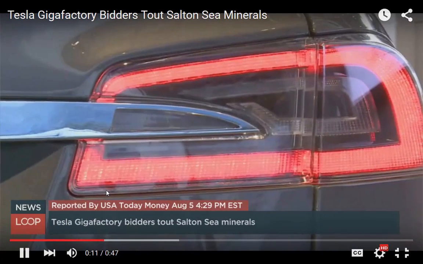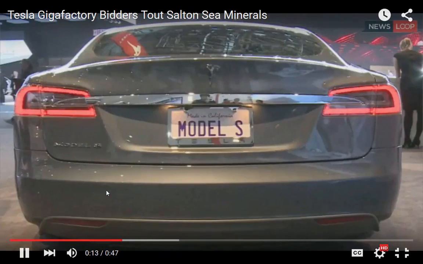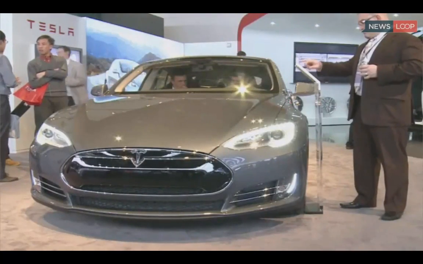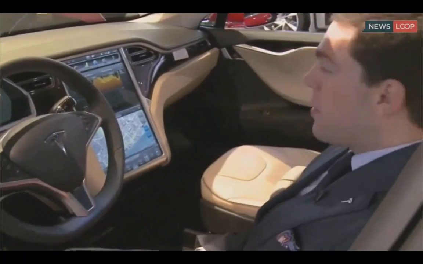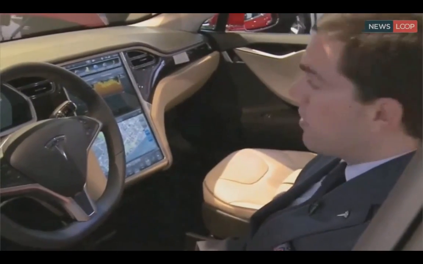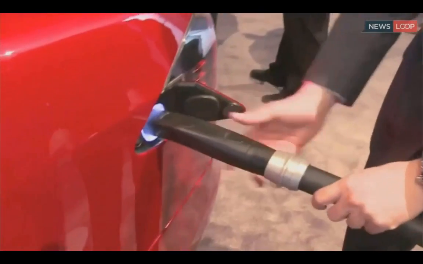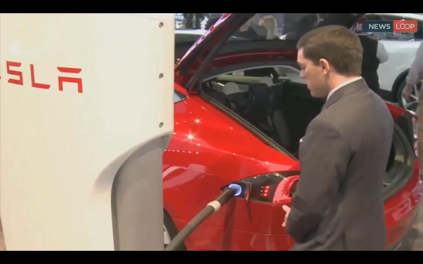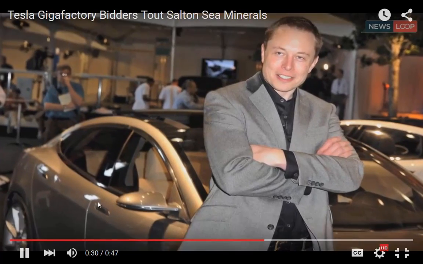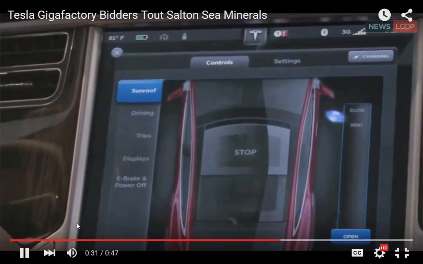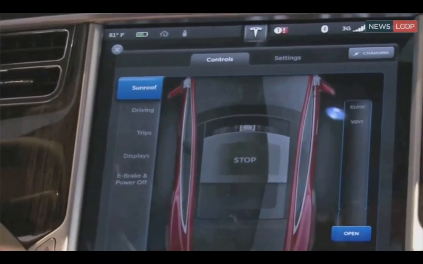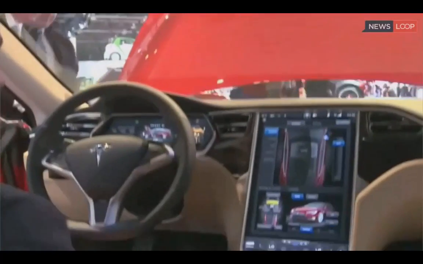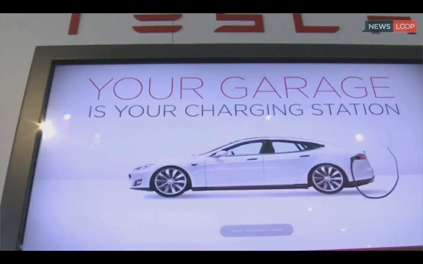And a draw for Tesla Motors to build its gigafactory in California, says some business leaders, is the salt and mineral-rich Salton Sea in the Southern California desert. A company has recently developed game-changing technology to produce lithium from geothermal brine, a leftover of geothermal energy production at the Salton Sea, the state's largest lake. Tesla is considering sites in 5 states, Arizona, California, Nevada, New Mexico, and Texas, for its so-called gigafactory that would produce lithium-ion batteries for its electric cars.